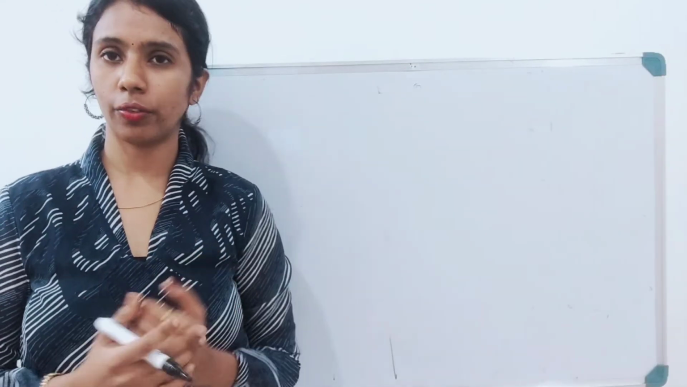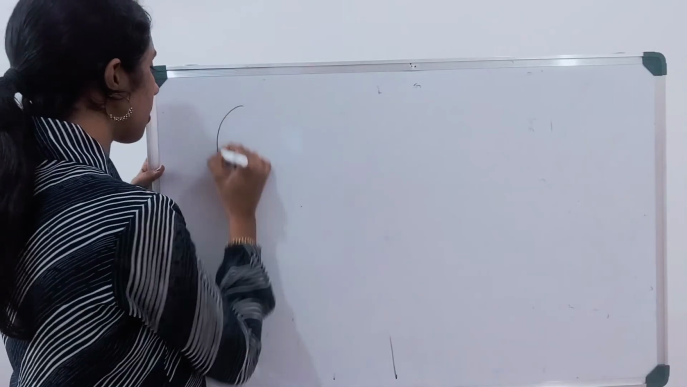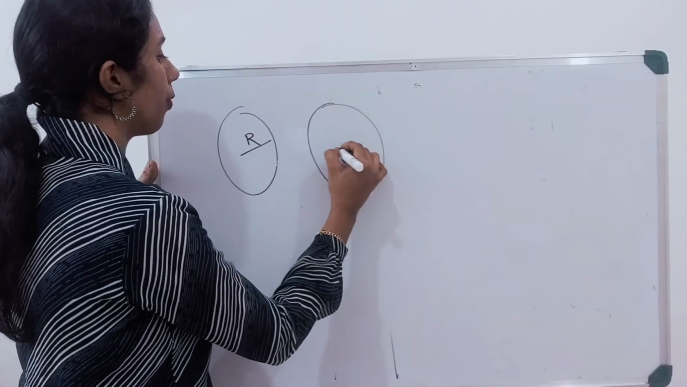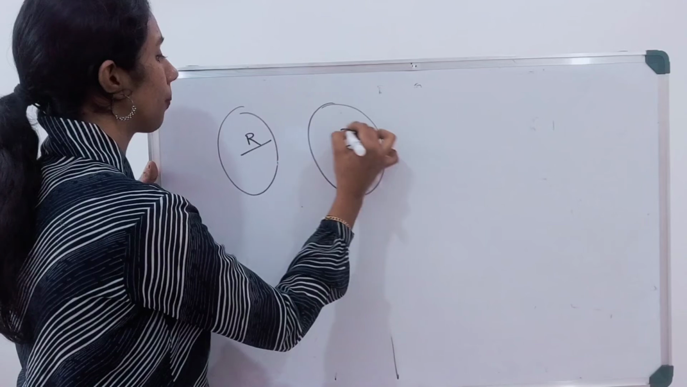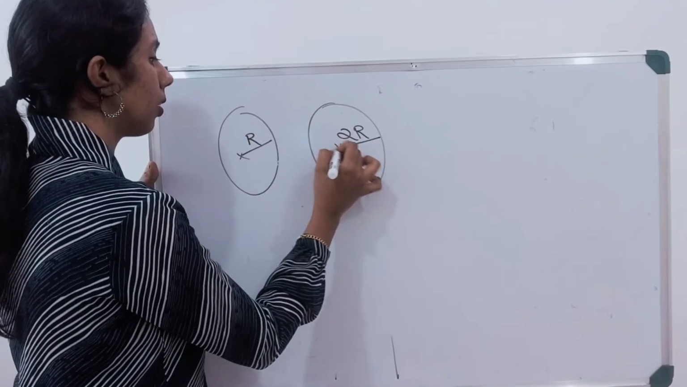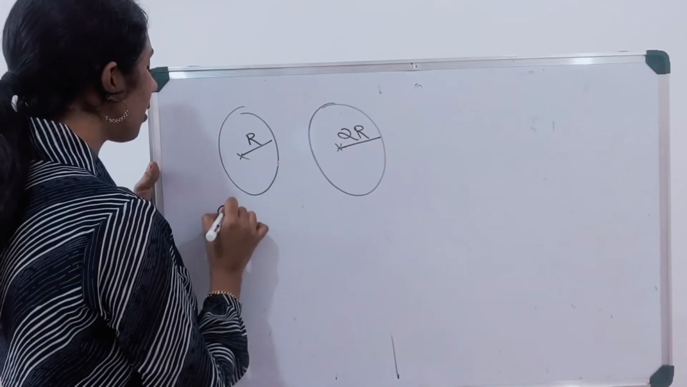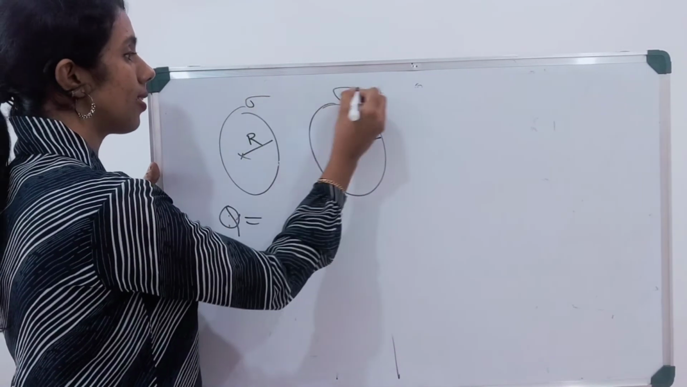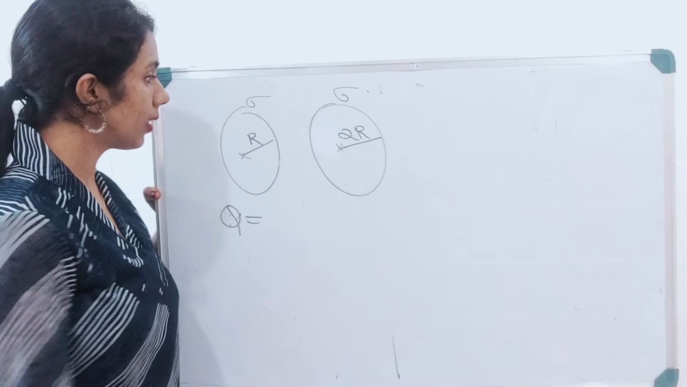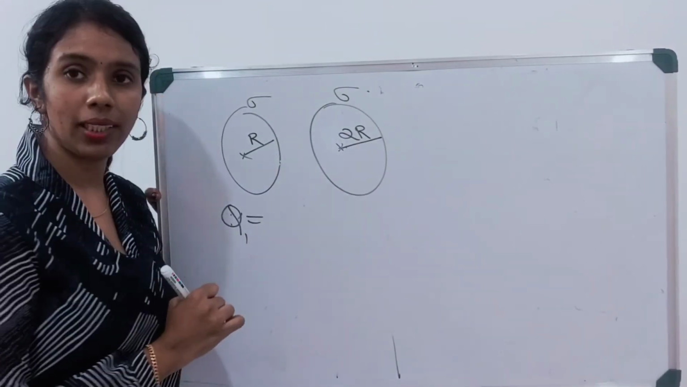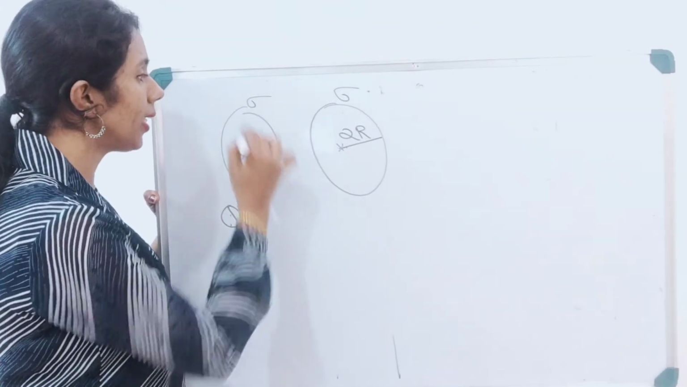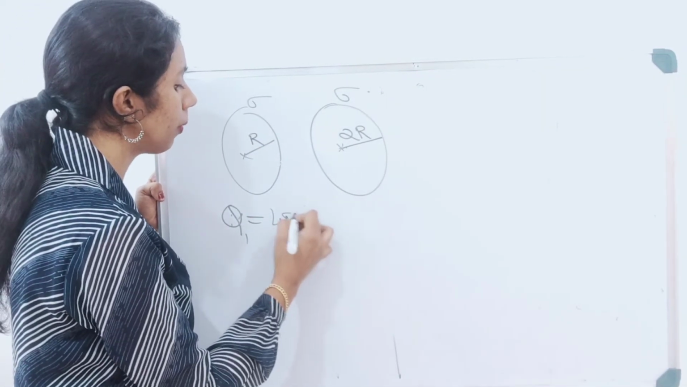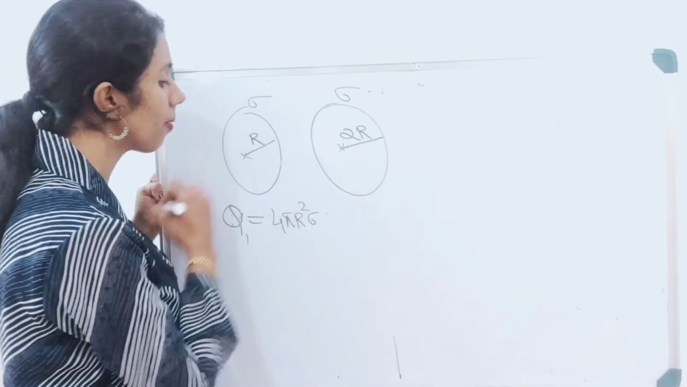For the second part of the question, there are two spheres. One is of radius r and the other is of radius 2r. Here the surface charge densities are given as sigma. So the charge on the first sphere, let it be Q1, is equal to area into surface charge density. So here the surface area is 4 pi r square into sigma.